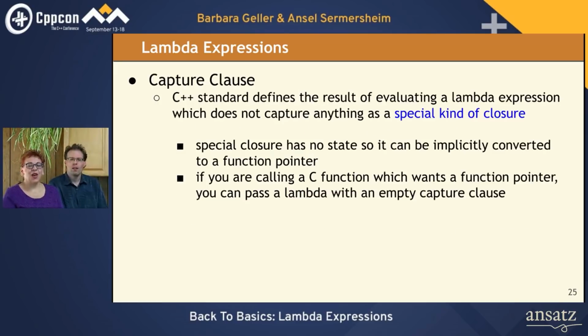Okay. So we have one more definition for the capture clause. The C++ standard says any object created by a Lambda expression is a closure. But if there's nothing captured, the standard actually defines this as what's called a special kind of closure. And this has a purpose. These special closures can be very useful when you're calling legacy code or some C API which expects a function pointer, because these special closures can be implicitly converted to function pointers. That means you can call this API and pass a Lambda expression as long as there is no capture, and it behaves like you passed a function pointer.